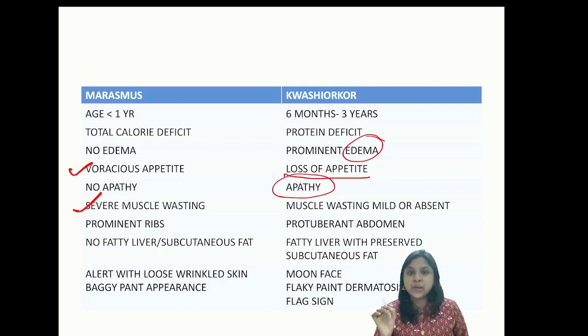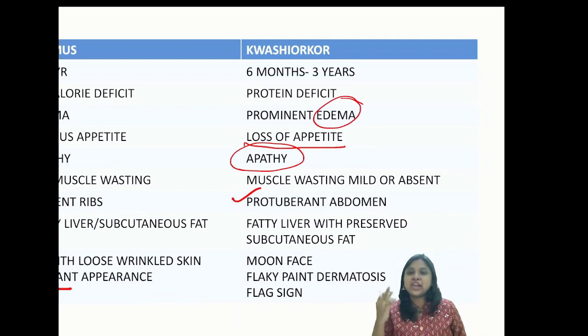So fatty liver, hepatomegaly, subcutaneous fat is preserved in case of kwashiorkor. So in marasmus, we say the child is alert, there is no mental changes, and it gives a baggy pant appearance. Whereas in case of kwashiorkor, we have a moon face, there is flaky paint dermatosis and flag sign in hair. There is alternate pigmented and depigmented hair.